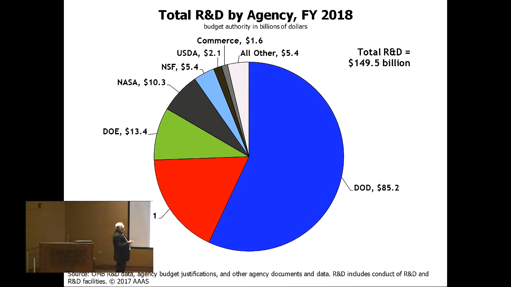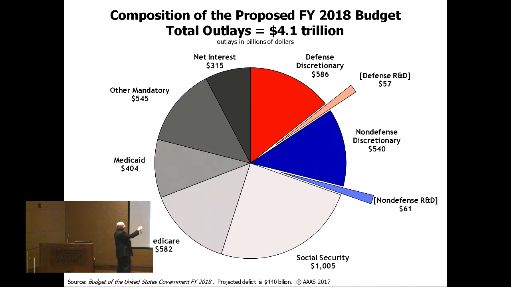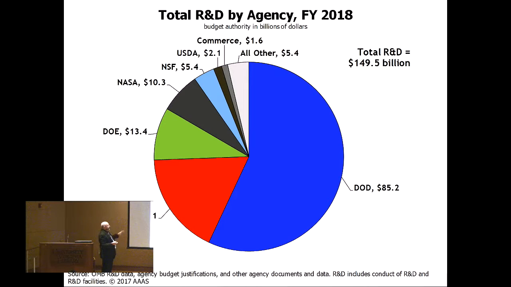Okay. So anyway, you can see R&D is a very small portion of the overall federal budget, about 3.4%. This is what the R&D budget looks like for 2018.